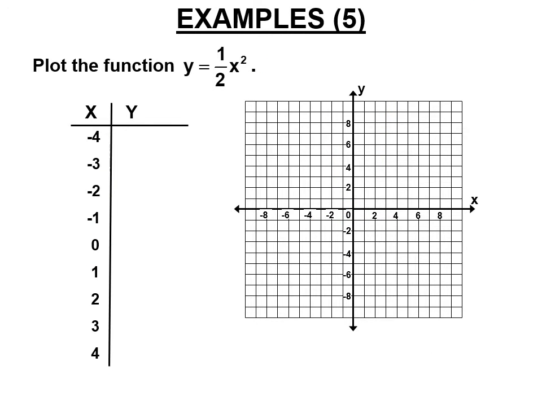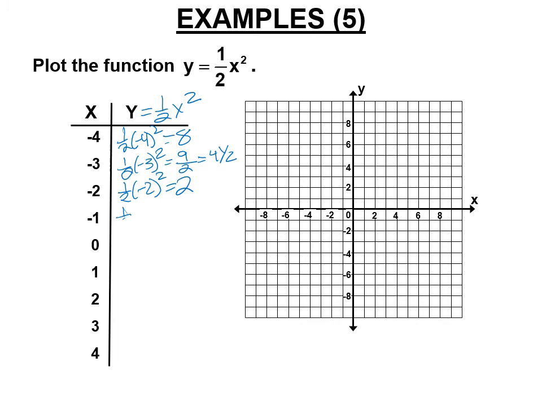It's also going to be a U shape, a parabola, y equals 1/2 x squared. So we have to do half of -4 squared. -4 squared is 16. Half of 16, 8. Half of -3 squared. -3 squared is 9. Half of 9 is 9 halves, also known as 4 1/2. Half of -2 squared. -2 squared is 4. Half of 4 is 2. 1/2 of -1 squared. -1 squared, -1 times -1. Half times 1 is 1/2. 1/2 of 0 squared is 0.